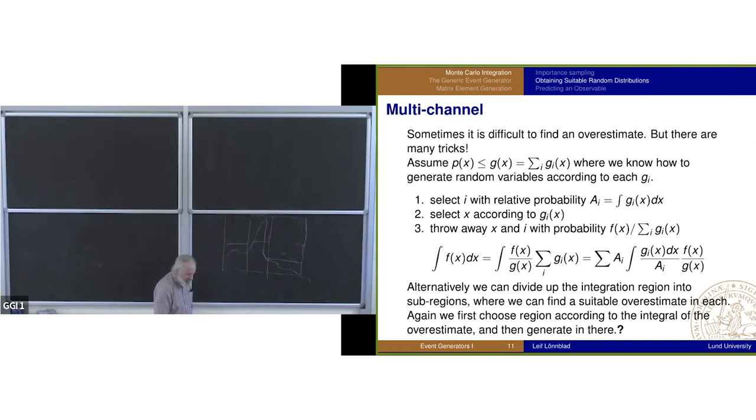Yeah, and the alternative is to say, well, I have one function that I know works for the peak. And then I have some other function which works for this. But this is a bit more difficult to draw how you do. It's easier to just, it works better. Both are called multi-channel in some sense.